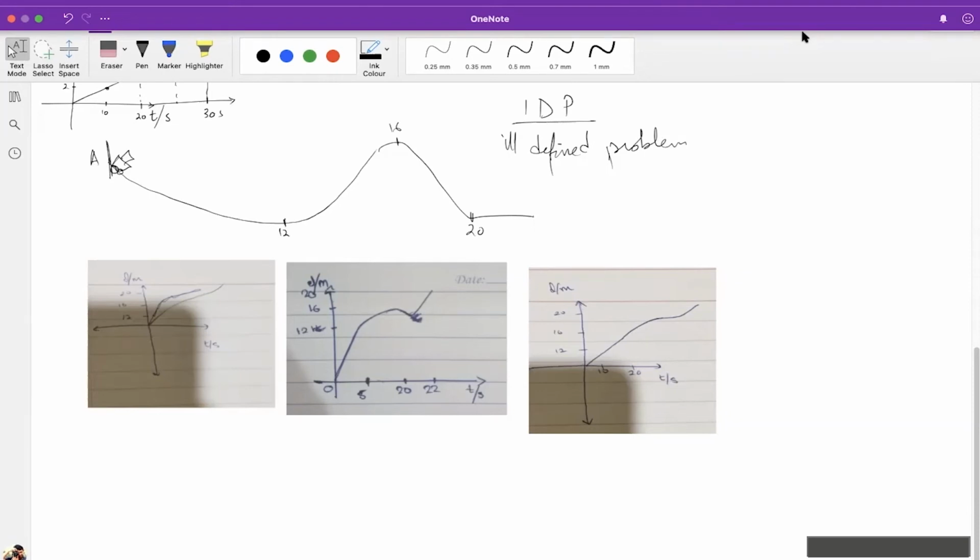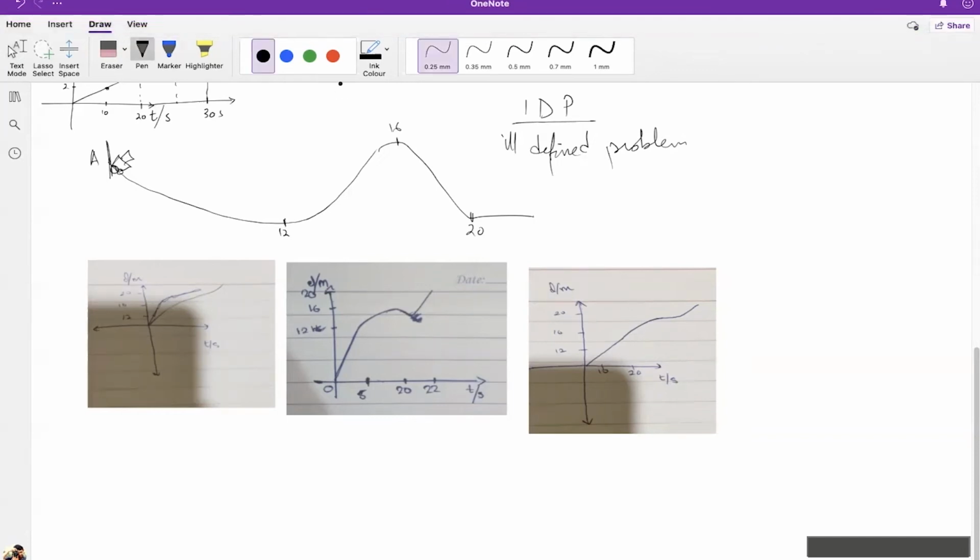Ill-defined problems are important because they make us ask more questions. So I will be giving you ill-defined problems, and you will need to ask questions to get that clarity so that you can do the right thing. Now, here's the thing. Let's discuss these. So what do these graphs on their own tell us?